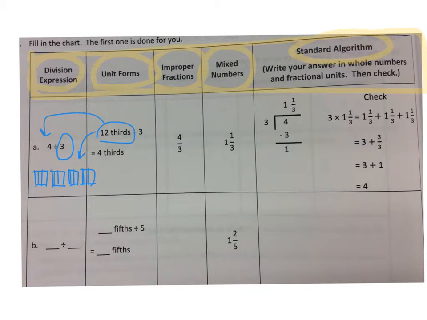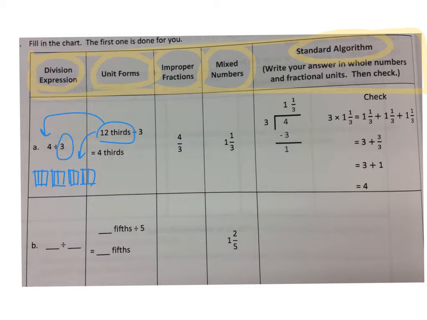So in unit form, I have 12 thirds divided by 3. My divisor stays the same. Go ahead and write that down. 12 thirds divided by 3. What's 12 divided by 3? 4, but what's my units? 4 thirds. So write 12 thirds divided by 3 equals 4 thirds.